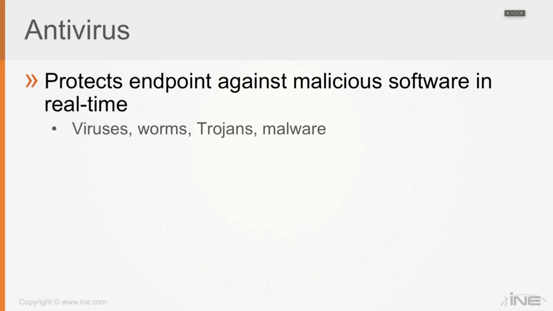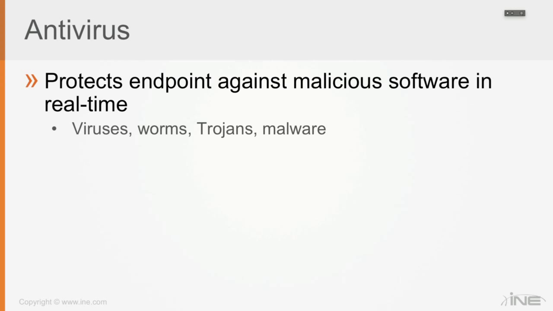Antivirus, as the name says, is going to protect against viruses, but of course viruses have different forms: viruses, worms, trojans, malware. So pretty much a lot of types of malicious code are going to fall under the category of antivirus.